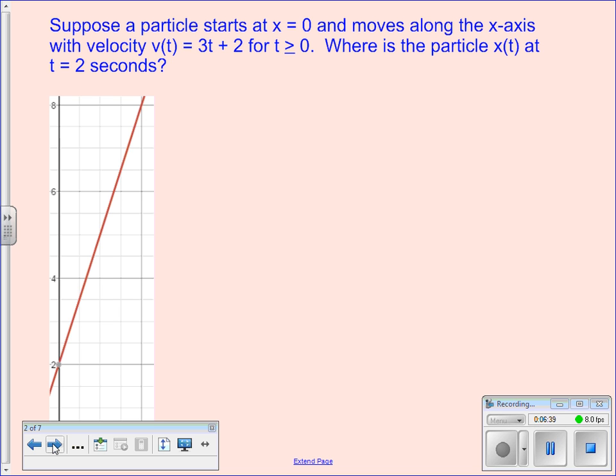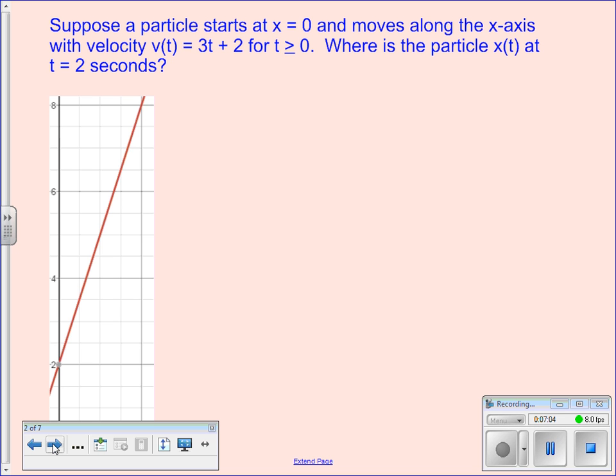It has a velocity v of t equals 3t plus 2 for all t greater than or equal to 0. We're dealing with time. We do not have negative time. You may have negative position. You may have negative acceleration. You may have negative velocity, but you will not have negative time. Time will not move backwards. Particles may move backwards, but time does not.